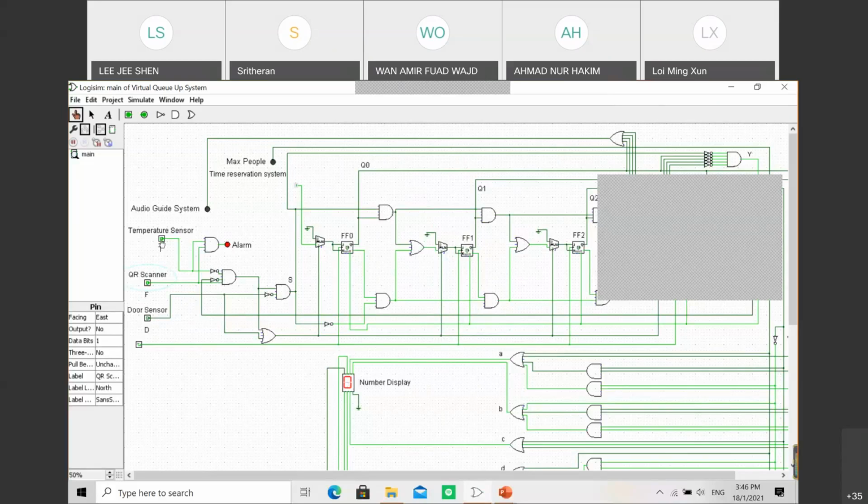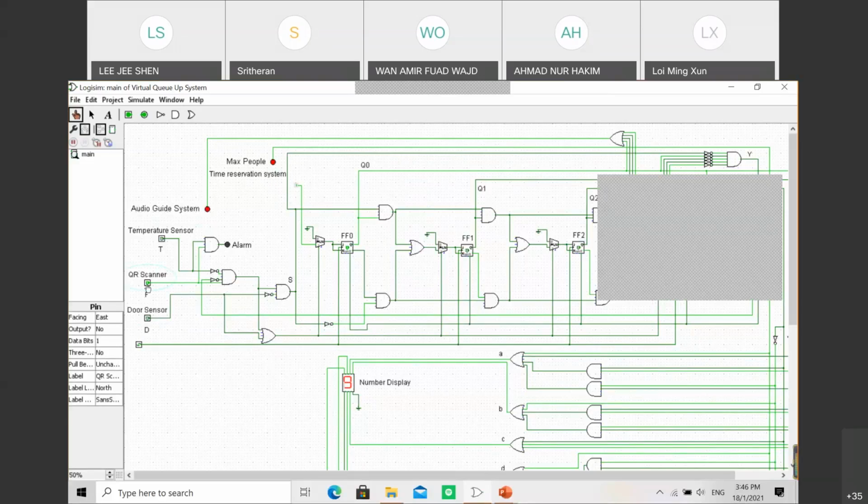If the temperature is low, they are allowed to enter the tourist site until it reaches the maximum number. As you can see here, the audio guide system will be turned on when the first person enters the tourist site. When it reaches the maximum number, which we set as 9, the maximum will be shown and a time notification will be sent to the visitor from the time reservation system to allow them to make a reservation time.